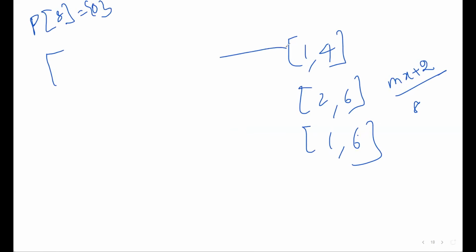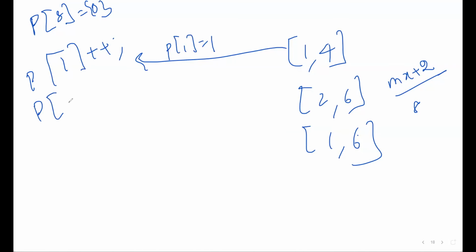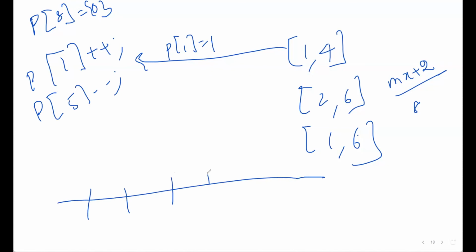Now what I'm doing, I go to this range. What I do, P of 1 plus plus. So P of 1 becomes what? P of 1 becomes 1. And P of R plus 1, which is 4 plus 1, 5 minus minus. Okay, if I draw a number line, it will be much better. 1, 2, 3, 4, 5, 6. So I do P of 1 plus plus. So here P of 1 is 1 now. And P of 5 is minus 1 now.